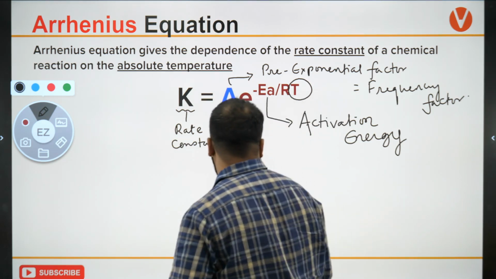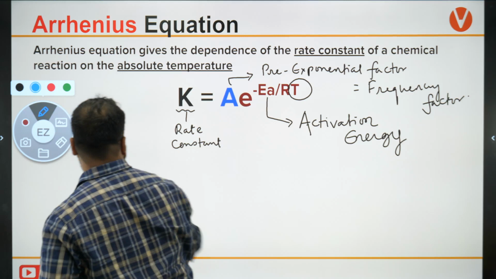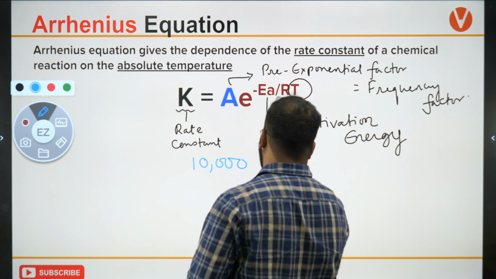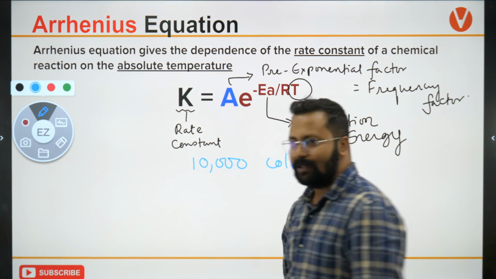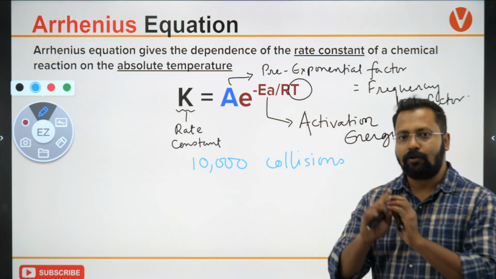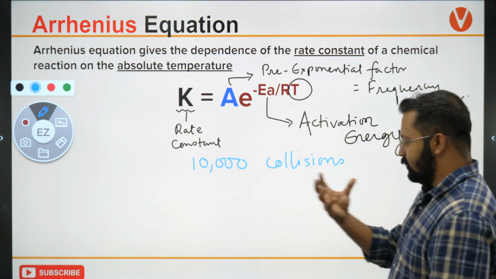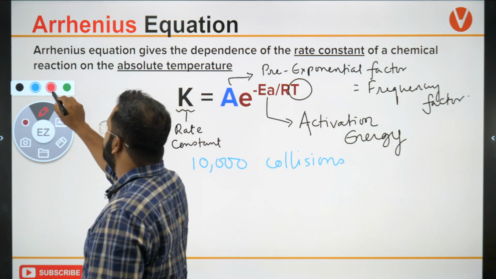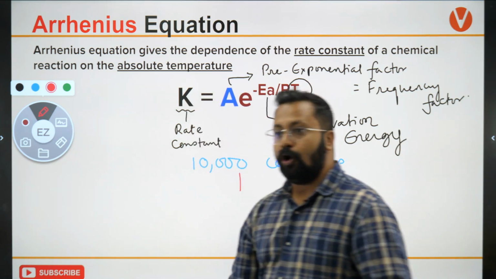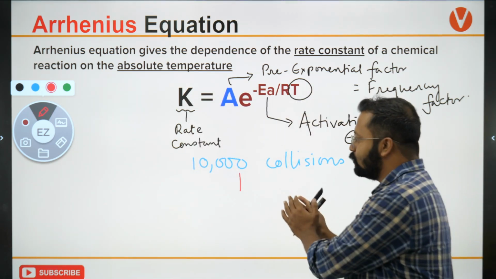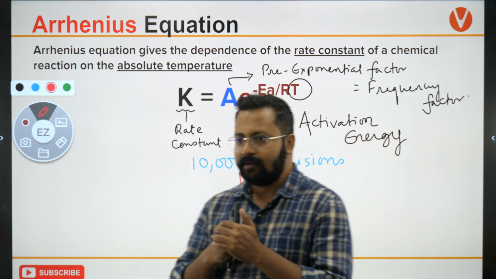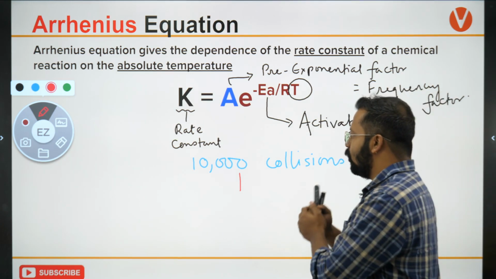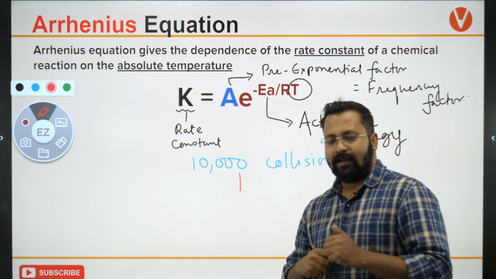Assume that there are 10,000 collisions which are occurring at a given second. Within a gaseous system there are 10,000 collisions which are occurring at a given second. Out of those 10,000 collisions, will all 10,000 collisions have proper orientation? Tell me. Will all 10,000 collisions have proper orientation?